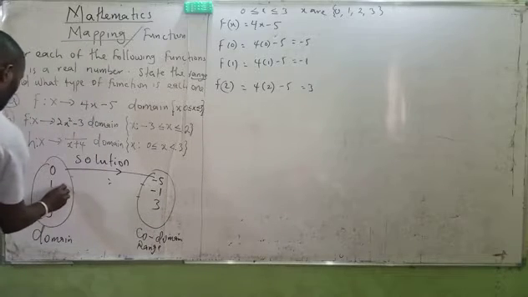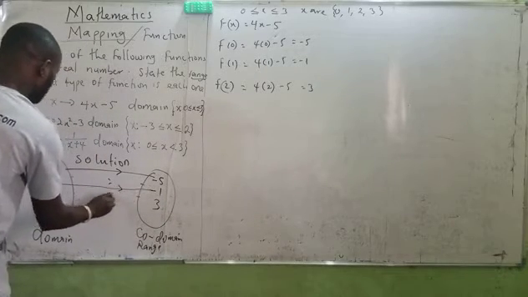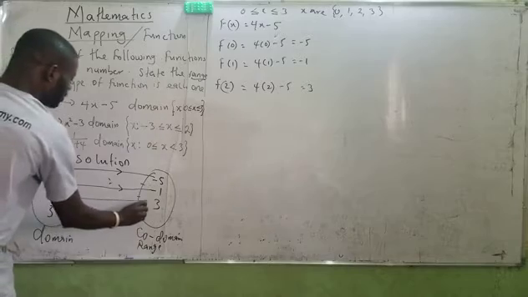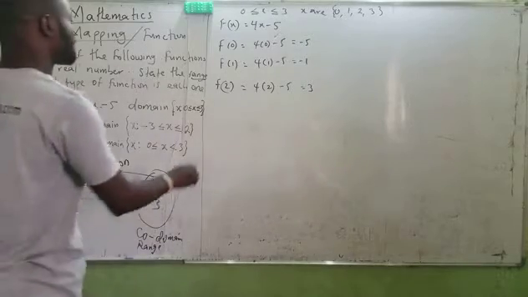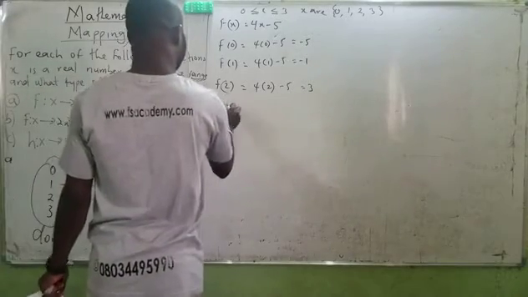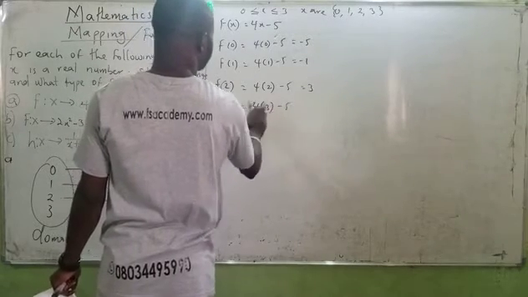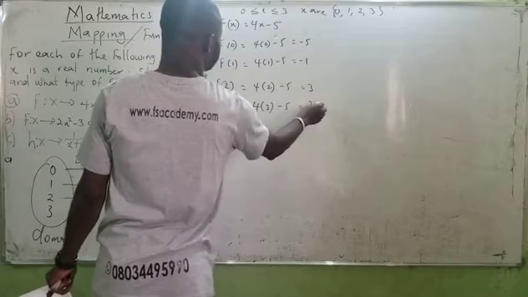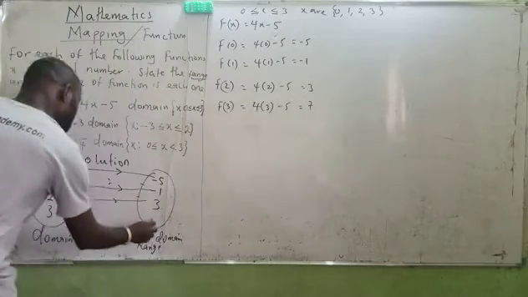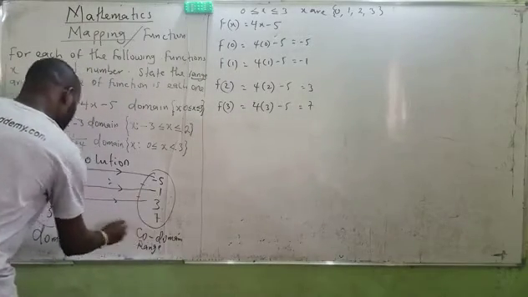So 1 maps to minus 1, 2 maps to 3. Now, also at f of 3, it will be 4 times 3 minus 5, which is 12 minus 5. That will be 7.